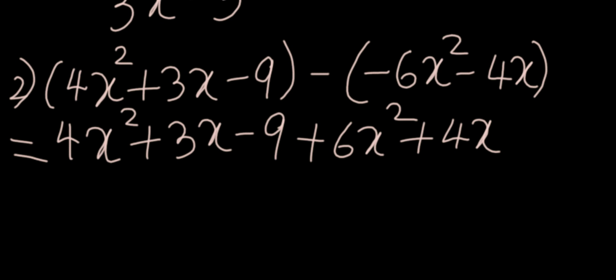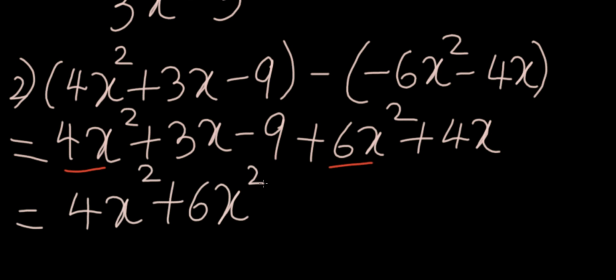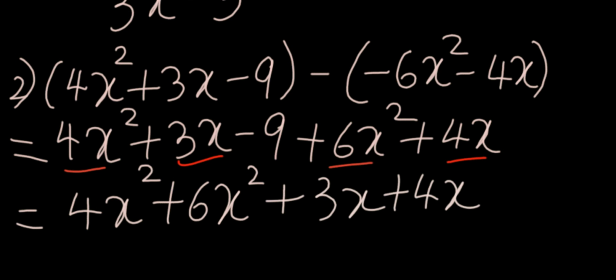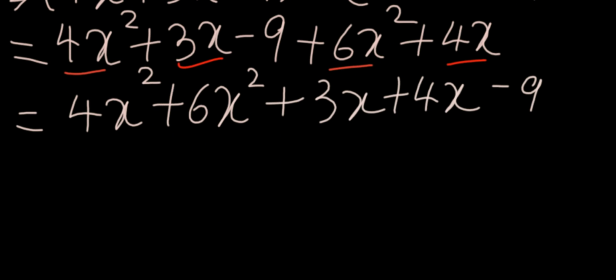The next step is bringing the like terms together. So here we have 4x square and 6x square as like terms, so you can bring them together: 4x square plus 6x square. Then look for the other like terms, so 3x and 4x, and don't forget the sign which is attached to the term. So positive 3x plus 4x, and then here there is only one constant, -9, so we're going to put it here. And once you have like terms together, it's very easy.